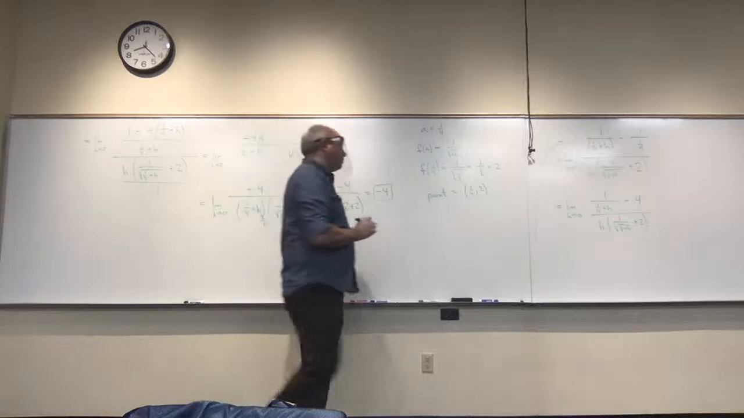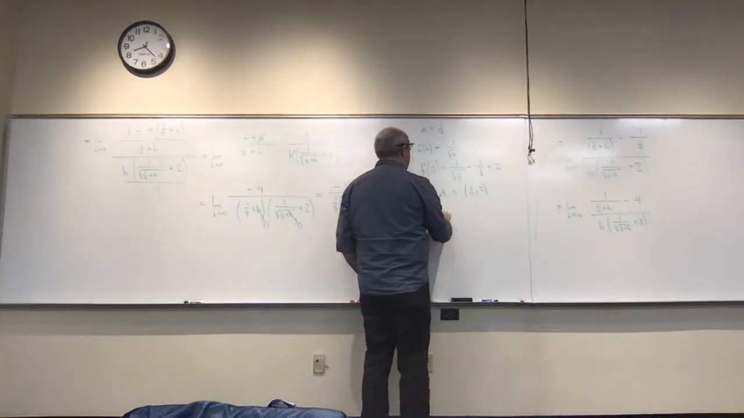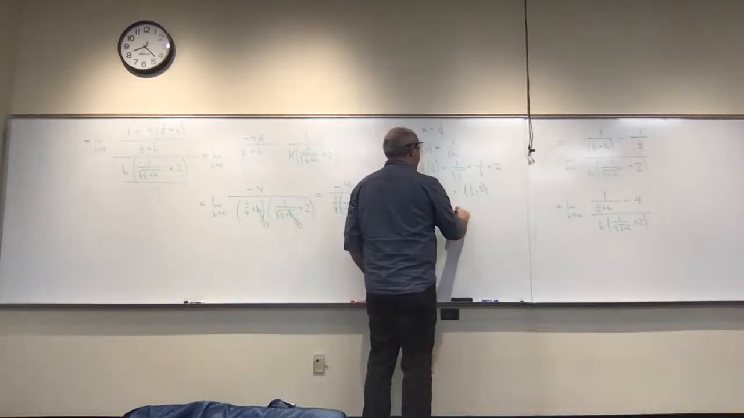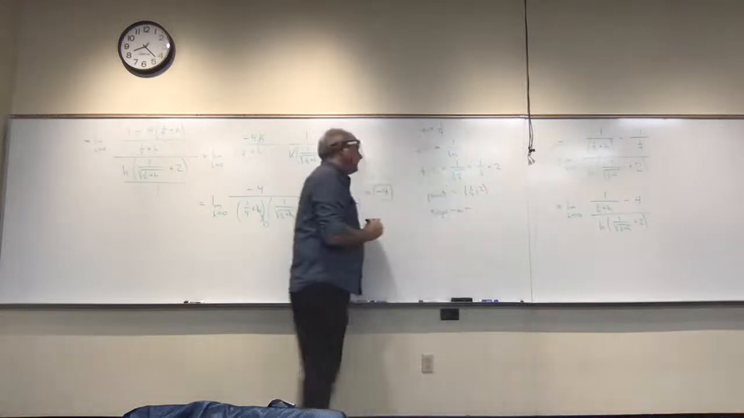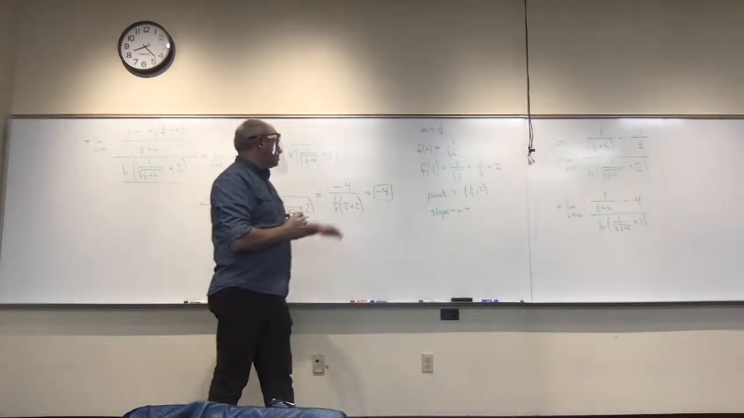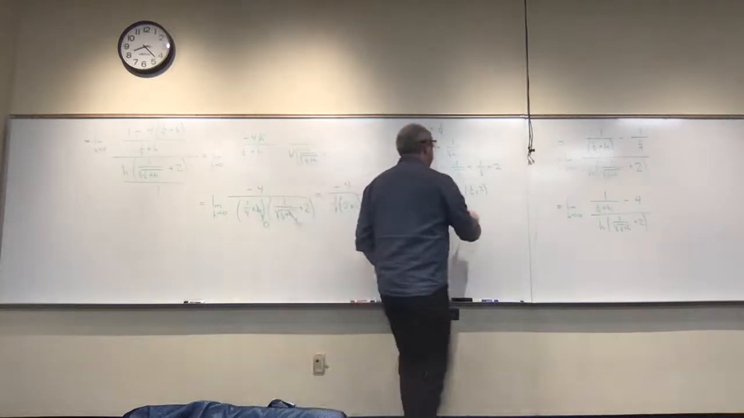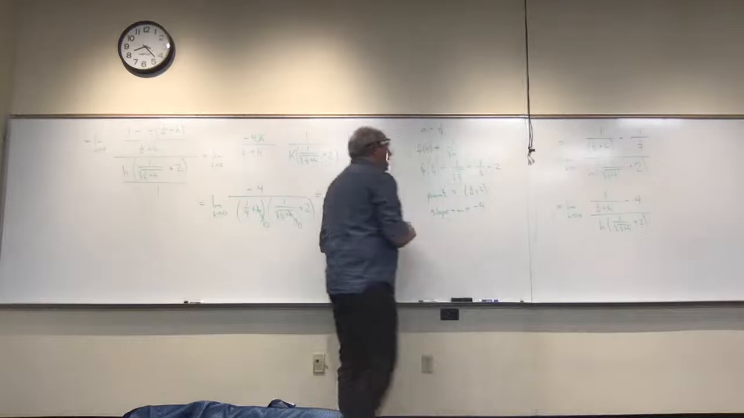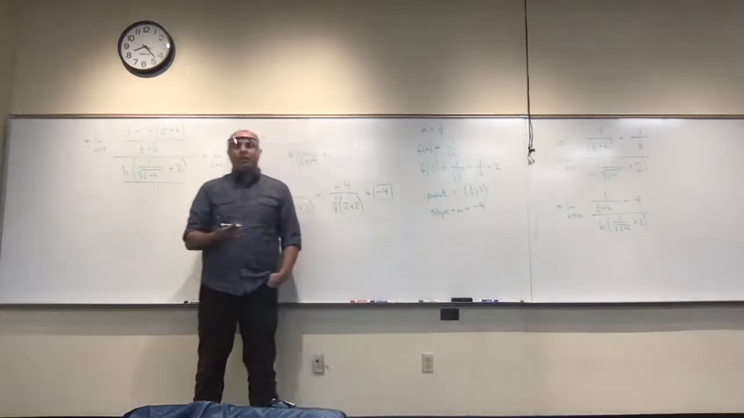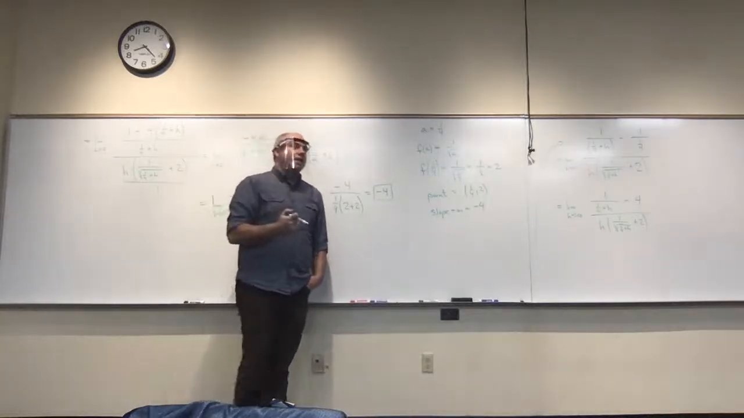And then the slope, or sometimes we call that m, right? The slope of that line is what we worked so hard to figure out, -4. So now we need to use a point slope equation for a line.